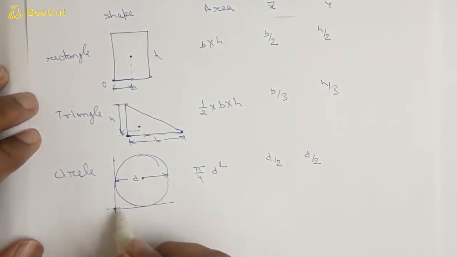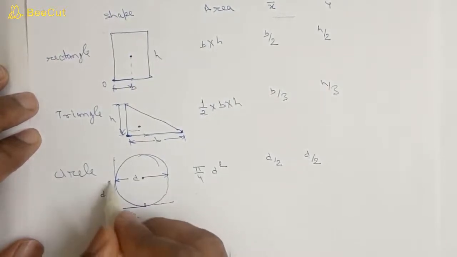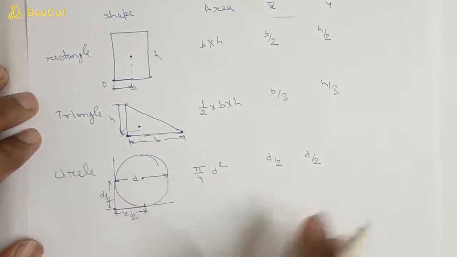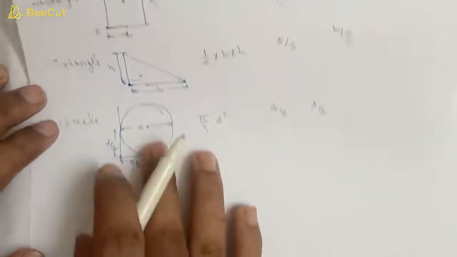So this is the origin, and this is d by 2, and this is d by 2. So this is the centroid of this circular cross section or circular area. Now we will see for the semicircle.